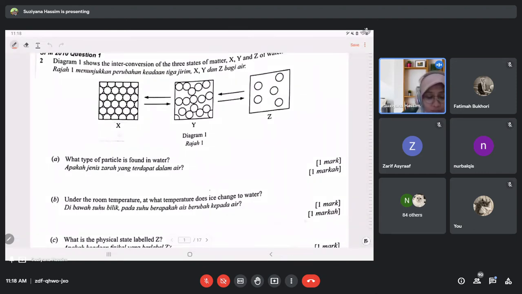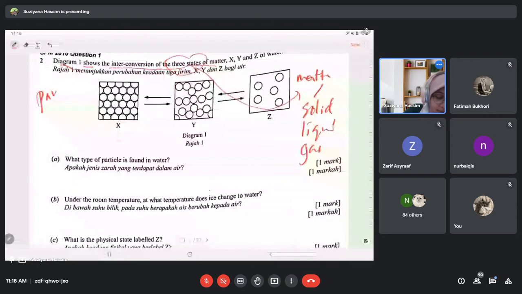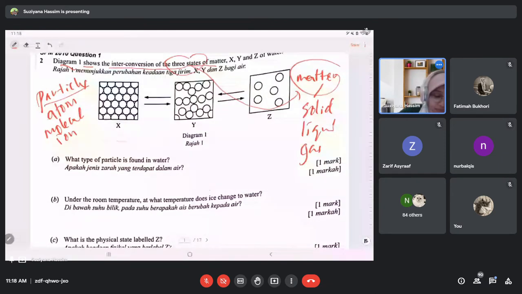Okay, everyone, look here. Diagram 1 shows the interconversion of 3 states of matter. Sayang, when we talk about the 3 states of matter, of course we know it is a solid, a liquid, and a gas. And when we talk about particles, we are talking about the atom, the molecule, the ions. There's a comparison between matter and particles. So of course we know that it is a solid here.